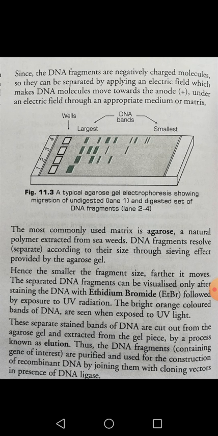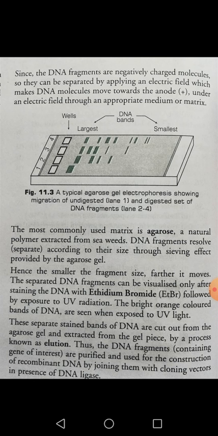The separated DNA fragments can be visualized only after staining the DNA with ethidium bromide followed by exposure to UV radiation. Now, after this, you have separated them in the agarose gel. Now you have smaller segments near the anode and larger segments farther from the anode. Now you have to stain these DNA fragments with a special dye, and the name of the dye is ethidium bromide.